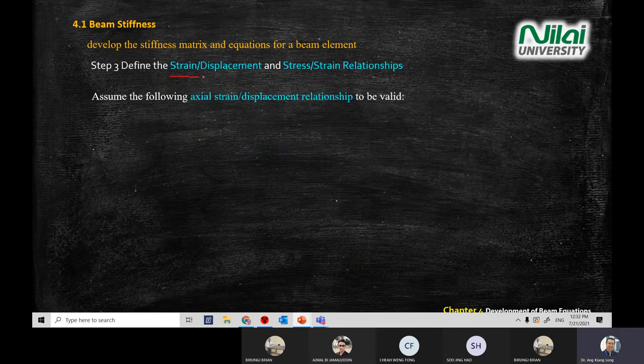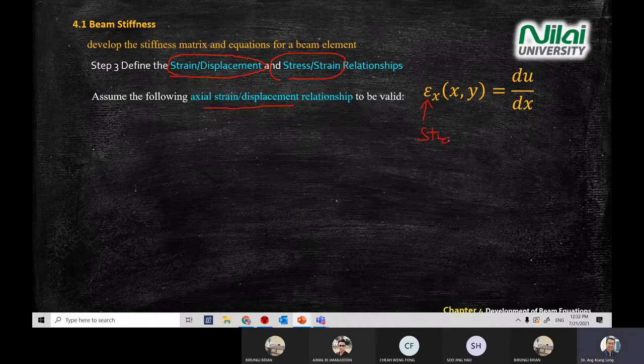Next, we're going to define strain over displacement and stress over strain. So these two are step number three. Recall what displacement is about. You know that strain, this word, strain is a deformation definition. Strain means that if you pull something and you get a change of length, for example, this is the total length. So the strain definition, or in your statics or dynamics class, is strain equal to delta L divided by L.